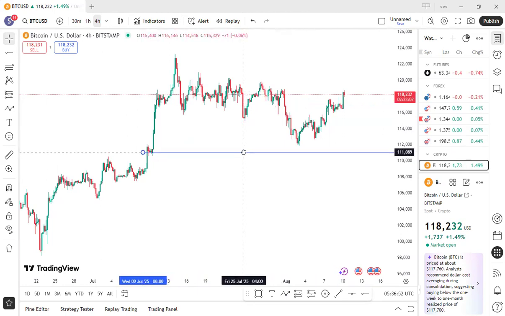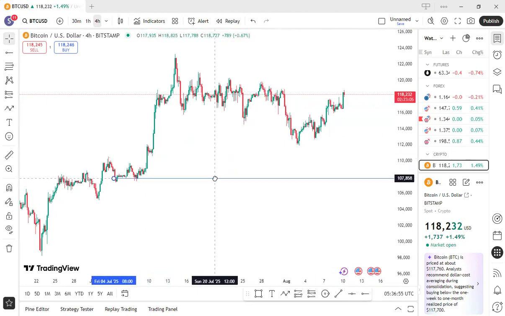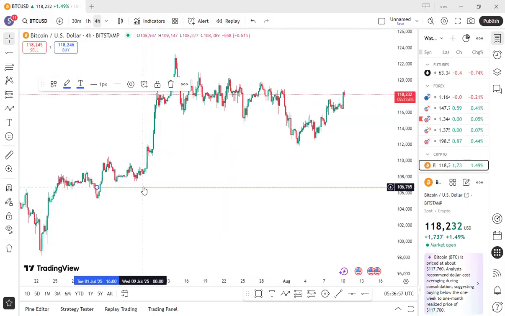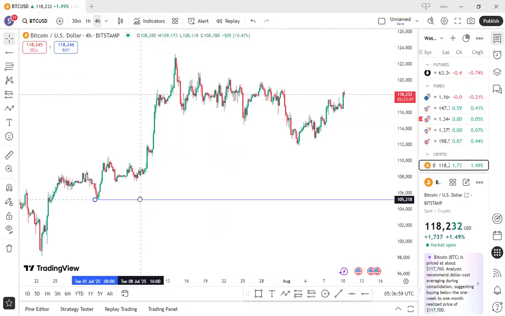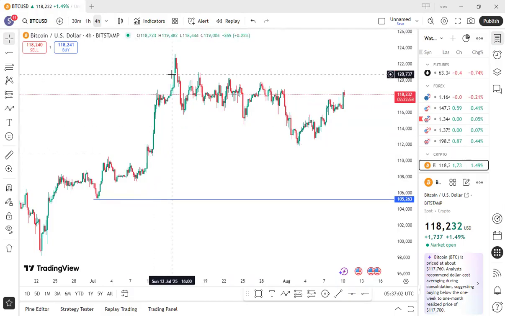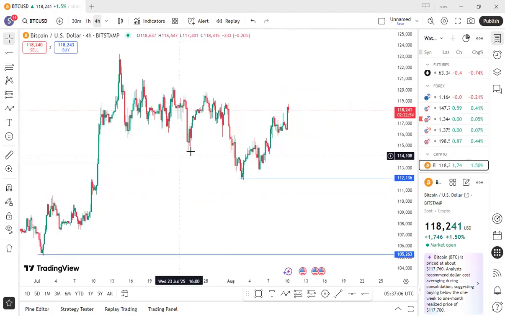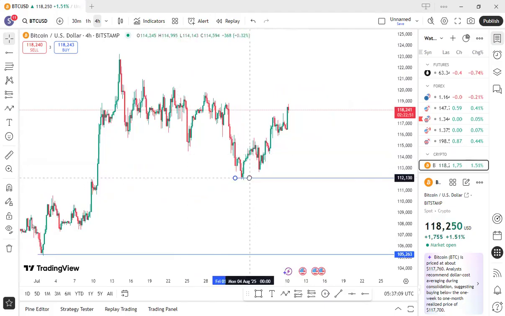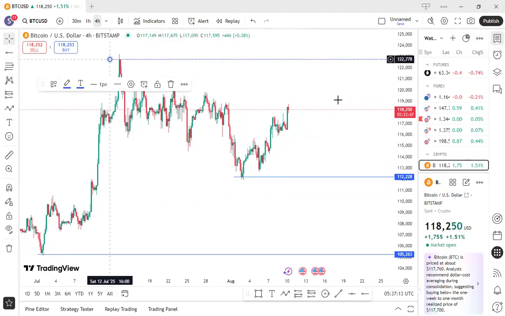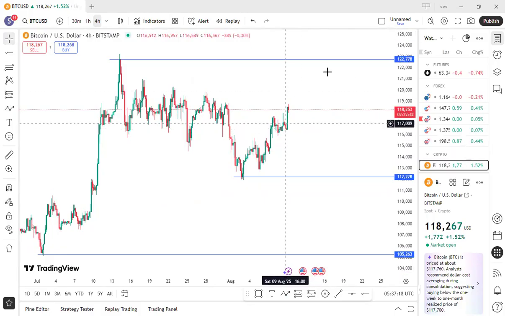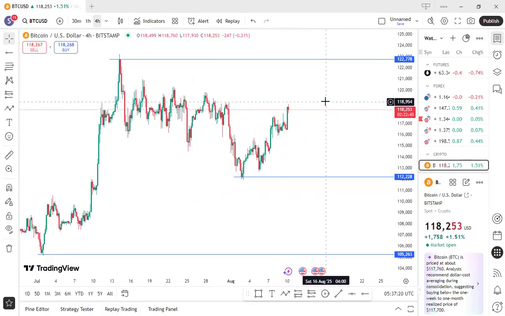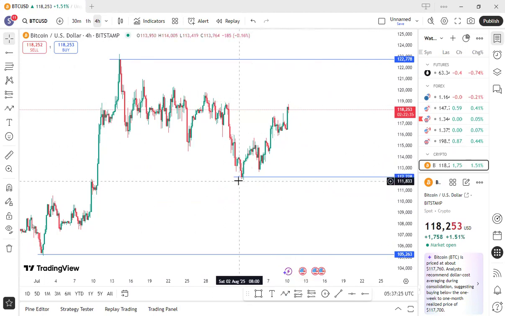This is the low that actually held price. And this is the zone that actually started an impulsive move. Look at it. This is the zone that actually started an impulsive move back to the high. So I'll be marking that out, and I'll be marking out this low as well. And this is the highest level that BTC got to, 122K.